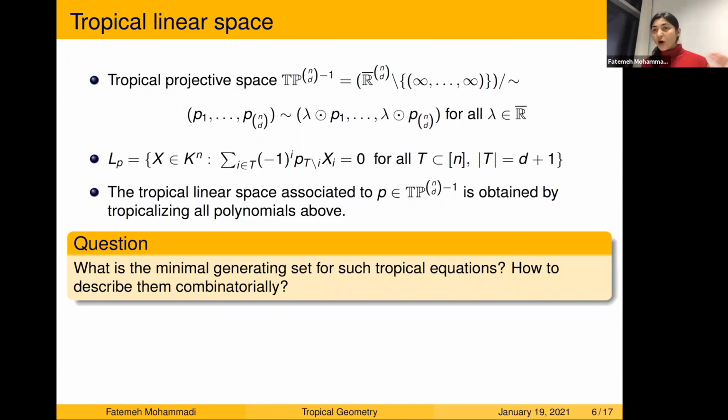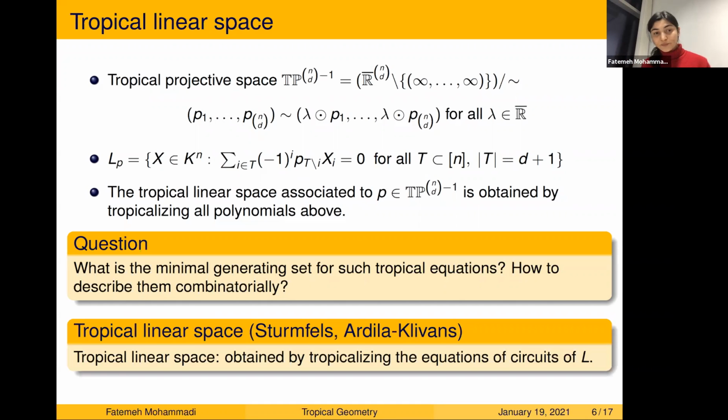Okay, so the question is how to describe these elements of the tropicalization combinatorially. It turns out that if you only tropicalize these equations and take their intersection, the result is called a tropical linear space. Combinatorially, they are super nice because they correspond to some invariants of matroids. And I'm going to explain how you can read them in terms of the matroids associated to the matrices.